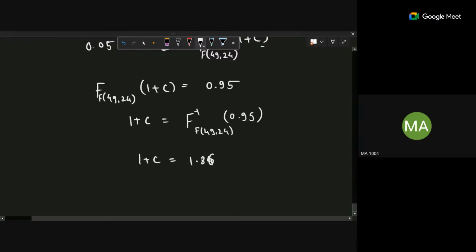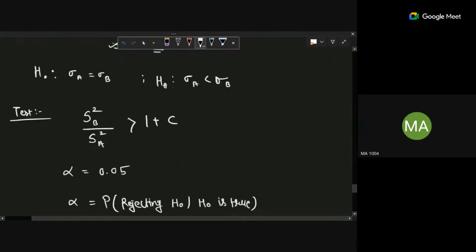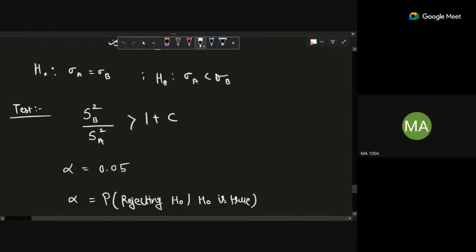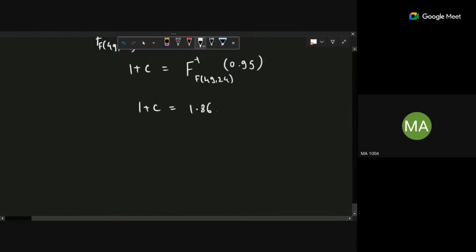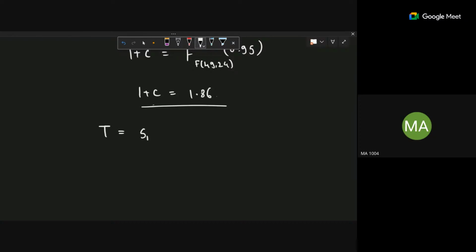So this is the value for this range, right? We should write T is equal to SB square upon SA square. If T is greater than 1 plus C, then we will reject the null hypothesis. So 1 plus C is 1.86. What was T given to us? T is SB square upon SA square.